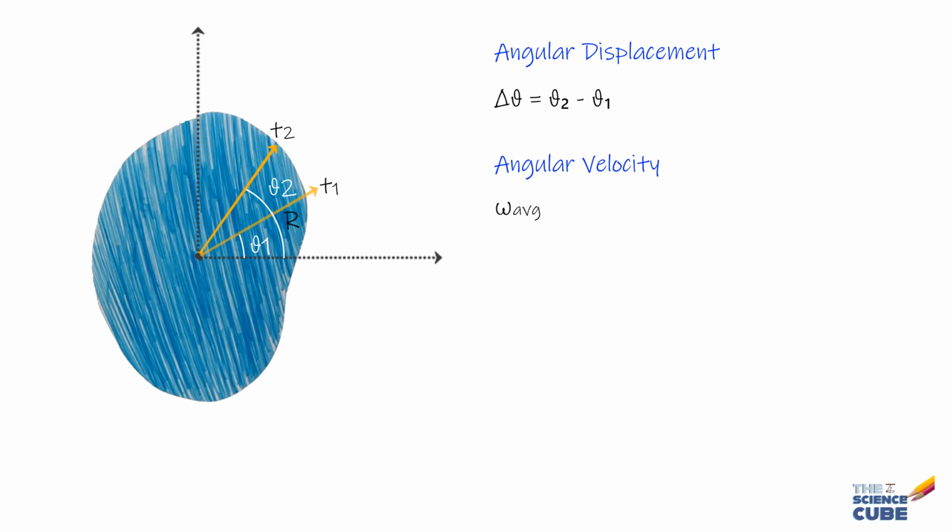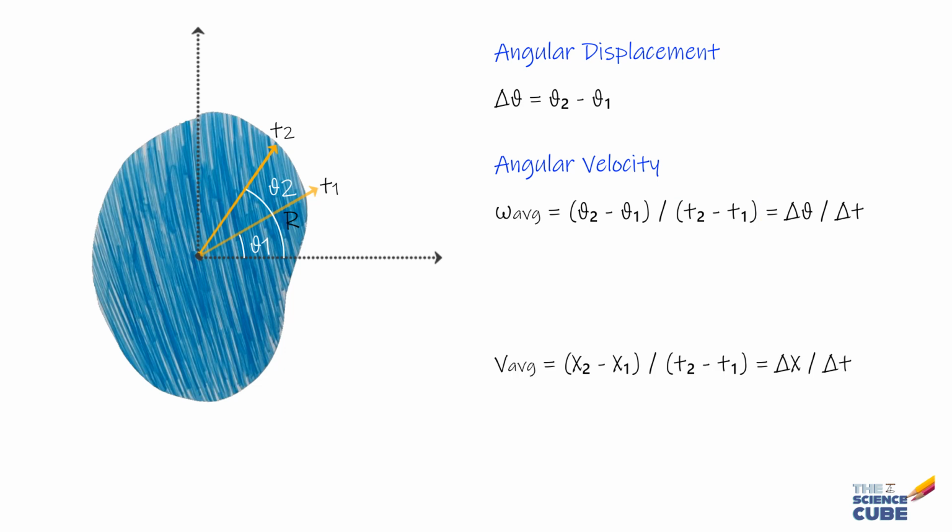So the angular velocity of the body, that we will call omega, in the time interval t1 and t2 is given as omega average is equal to theta 2 minus theta 1 divided by t2 minus t1, which equals delta theta upon delta t. And you can see the numerator is angular displacement that happens in time delta t. Again, it is quite like the average velocity in linear motion, where the numerator is delta x instead.